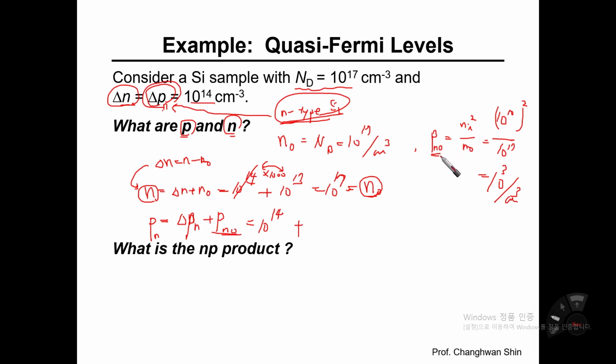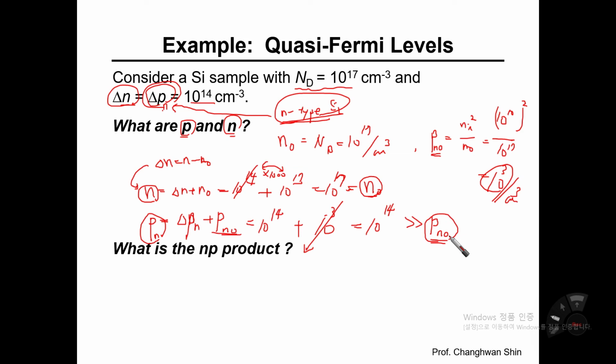But anyhow, that is p n naught, right? So that was 10^3. So 10^14 versus 10^3, you can ignore this number. So that is 10^14, which is much higher than p sub n naught. So p sub n is much higher than p sub n naught. In other words, in n-type silicon material, the minority carrier concentration has been significantly affected.